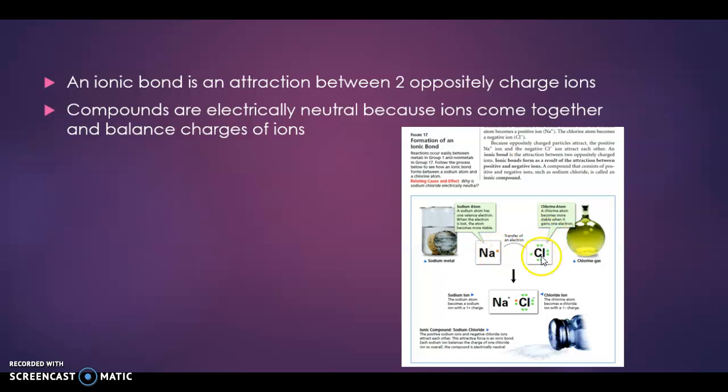Then we have chlorine, which has 7. Halogen wants to gain an electron. Look at that. We throw this over here. So this one gives it up to the chlorine, and now this one's got 8.